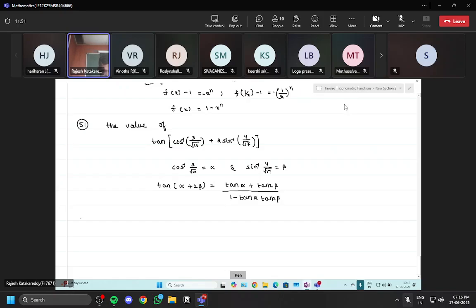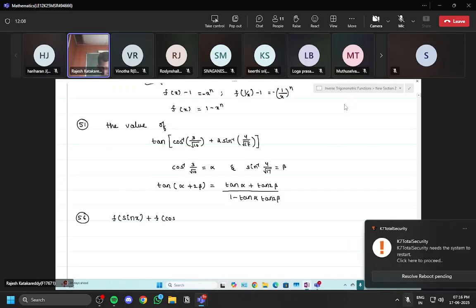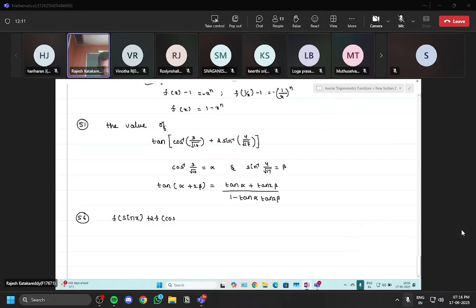Let me write the problem here. In problem number 56, I think this is a problem based on functional equations. They have given f of sin x plus 2 times f of cos x is equal to 2x plus 5. Also, x belongs to 0 to 1. Then what is f of x actually?